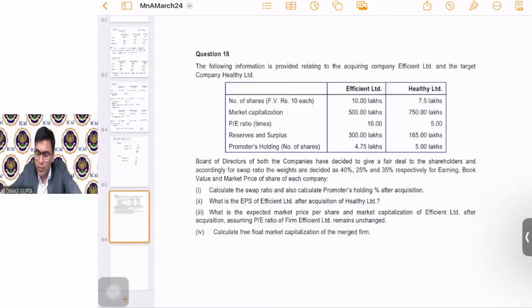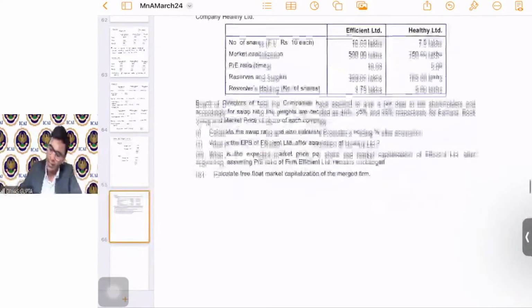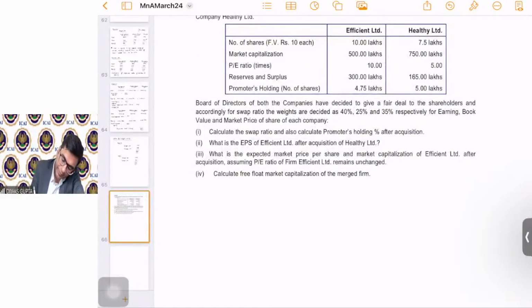So the first part is to calculate the swap ratio and also calculate the promoter's holding percentage after acquisition. Because the swap ratio will be applied on the total number of shares for Healthy Limited, it will also get applied on the promoter's holding of 5 lakhs to arrive at the overall swap ratio. So yes, students, let's first of all plot the basic information.